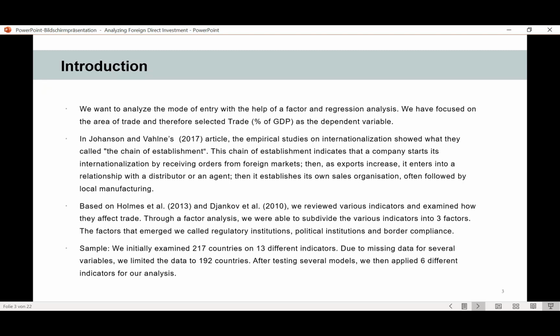For our theoretical background, we also wanted to use the article of Holmes et al. and Djankov et al. We reviewed various indicators and examined how they affect trade. Through a factor analysis, we were able to subdivide the various indicators into 3 factors. The factors that emerged we called regulatory institutions, political institutions, and border compliance.